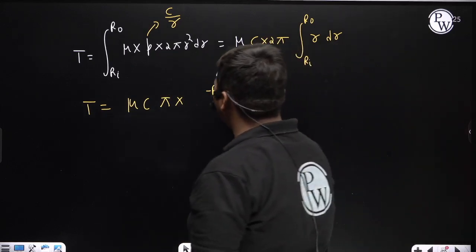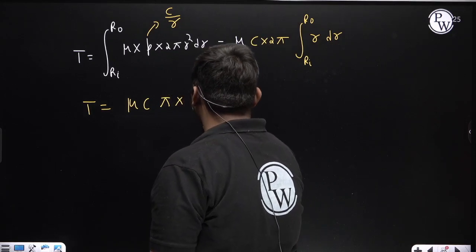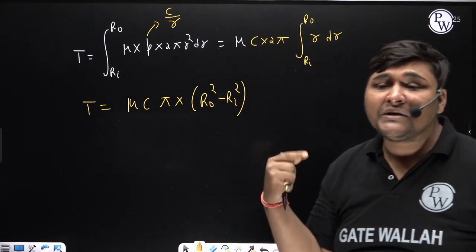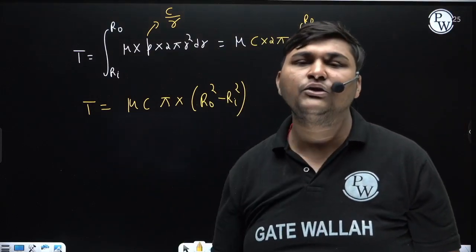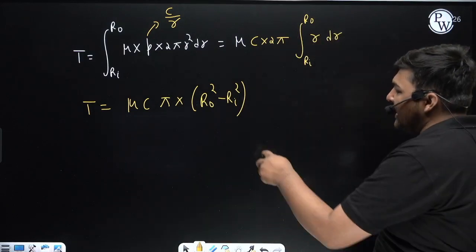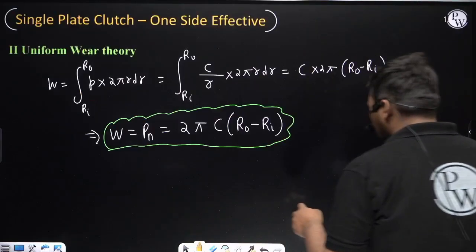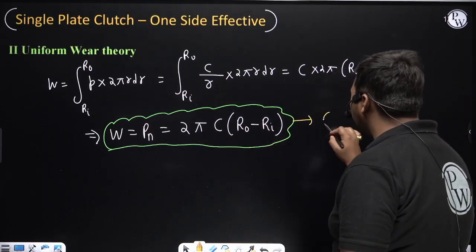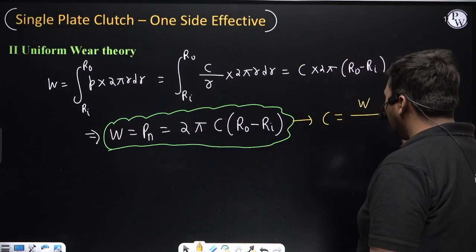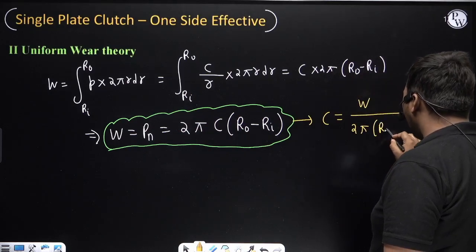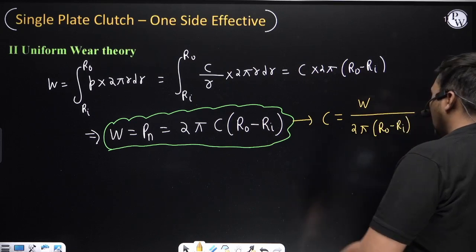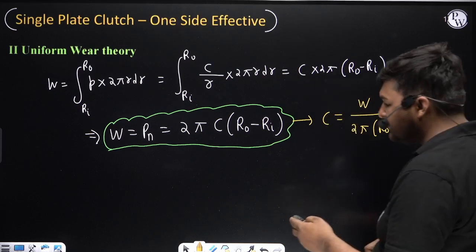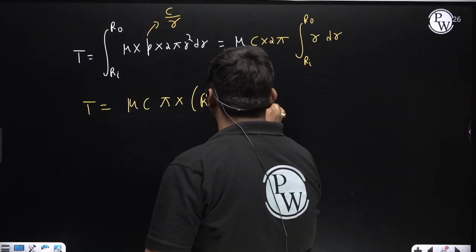So it is the expression of torque, but we will not remember this formula. You can easily find it by integration. What we will do is simplify this expression in terms of W, as we did while discussing uniform pressure theory. How will we simplify this torque equation in terms of W? Here we have calculated the expression of W in terms of C. So from this expression we can write the expression of C. It will be W upon 2 pi (R naught minus Ri). Now this is the expression of C. So we can replace C by this expression, and if we do this, the torque equation will come in terms of W.